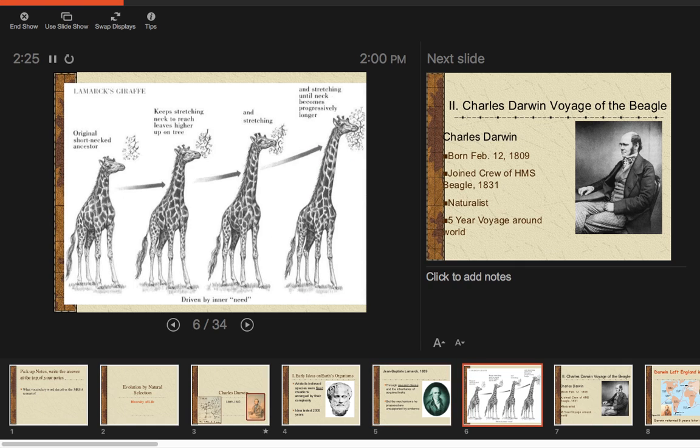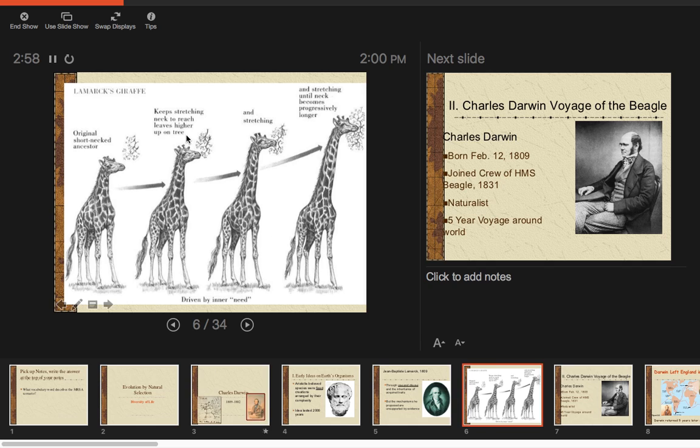A perfect example would be the giraffe. He thought the giraffe got its long neck because it stretched it out to reach those leaves, and as it stretched it, it made it longer. And then it had babies, and their necks got longer, and so on and so on. That would be the same thing as saying, if I'm a bodybuilder, then my babies are going to be born with big muscles because I have big muscles. Well, that's not the way things work.